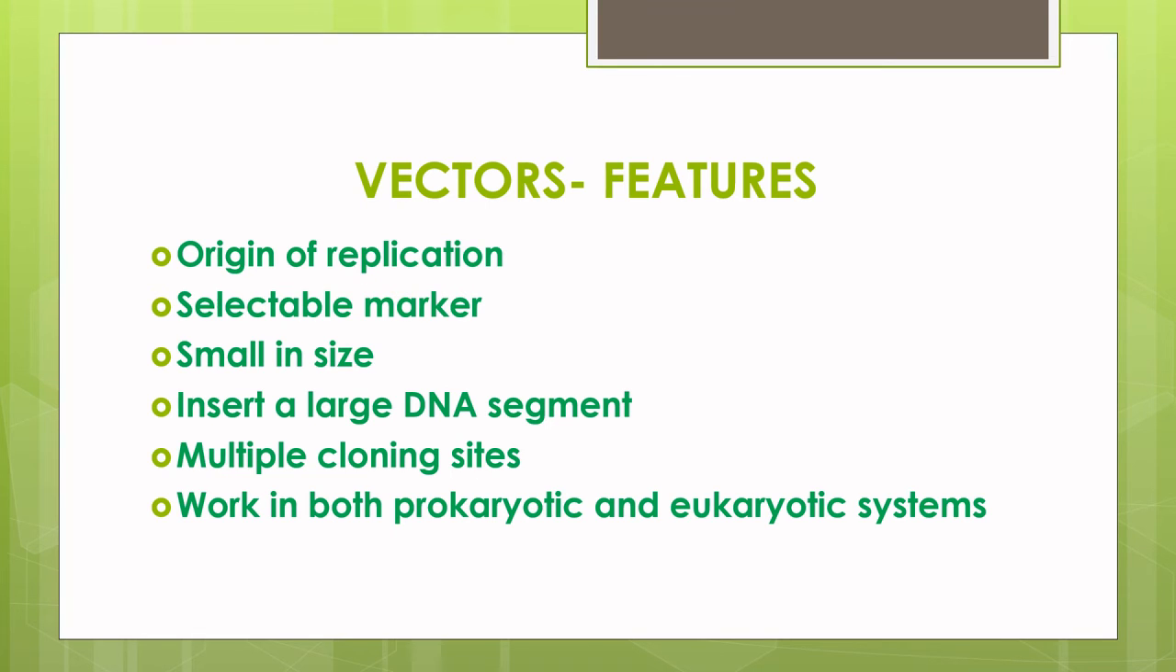Now, what are the features of cloning vectors? A cloning vector should possess an origin of replication so that it can self-replicate inside the host cell. It should have a restriction site for the insertion of the target DNA. It should have a selectable marker with an antibiotic resistance gene that facilitates screening of the recombinant organism. It should be small in size so that it can easily integrate into the host cell. It should be capable of inserting a large segment of DNA. It should possess multiple cloning sites, and it should be capable of working under the prokaryotic and eukaryotic systems.